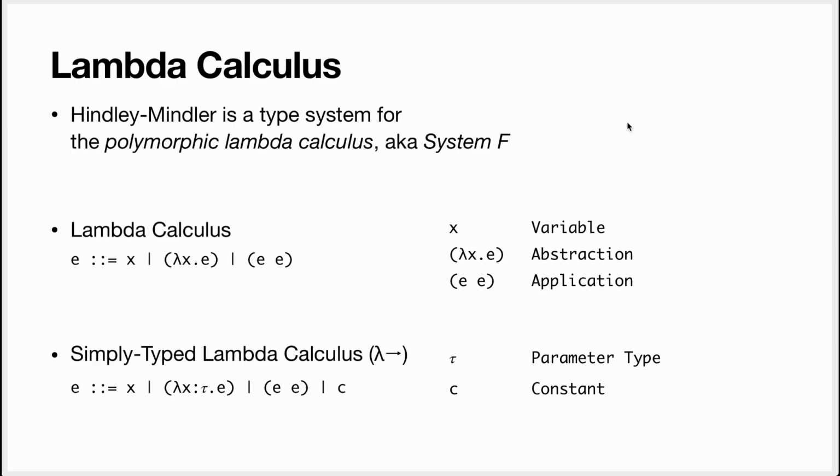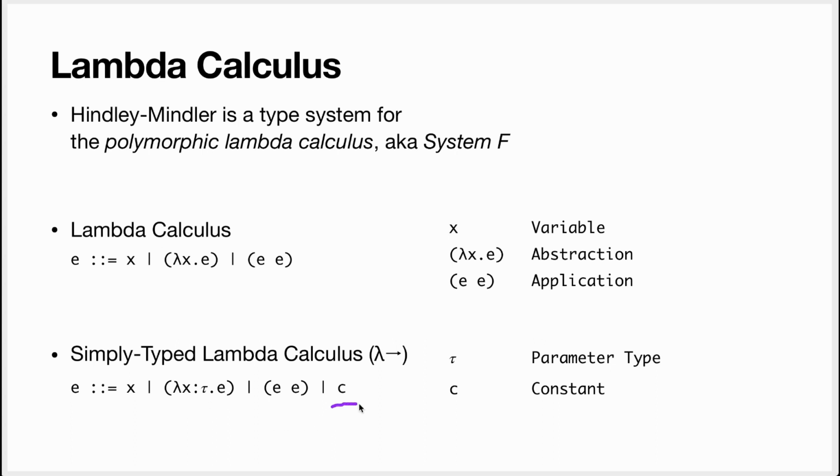Let's refresh your knowledge of the lambda calculus. The lambda calculus is a set of expressions that look like this. So there are variables, there are function abstractions, so basically just function definitions with one parameter, and there are function applications. Next, there is the simply typed lambda calculus, and the idea is to introduce types into the lambda calculus, and this takes the form of type annotations on the parameters of the abstractions.